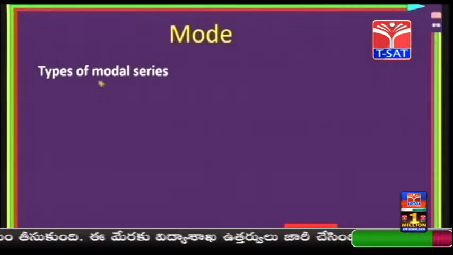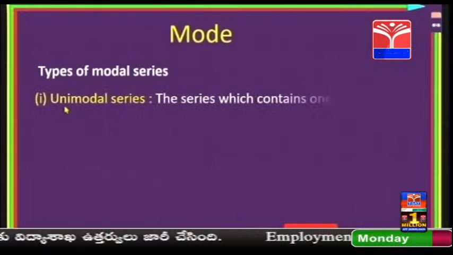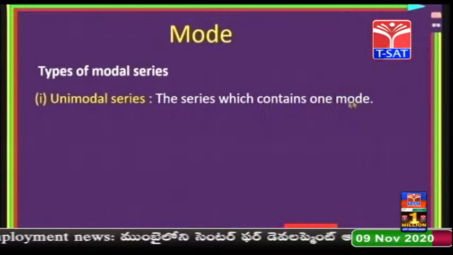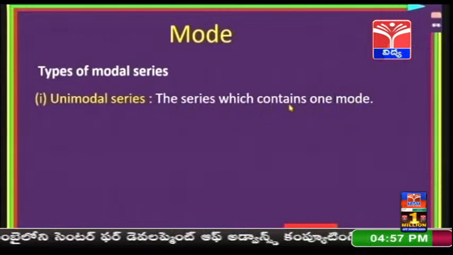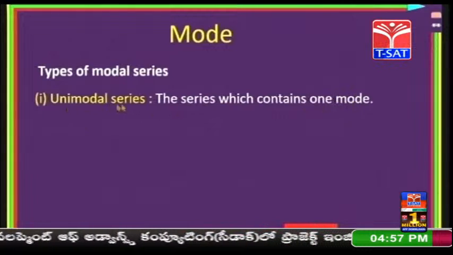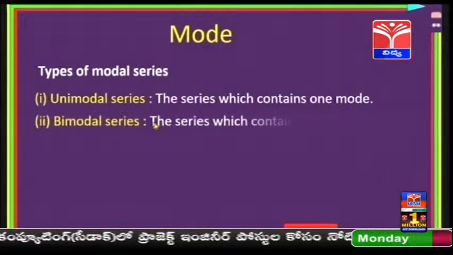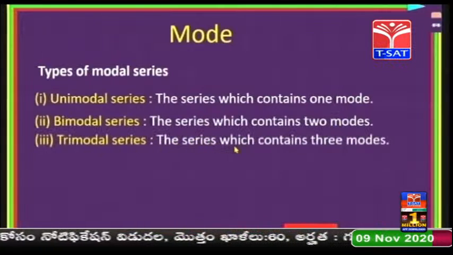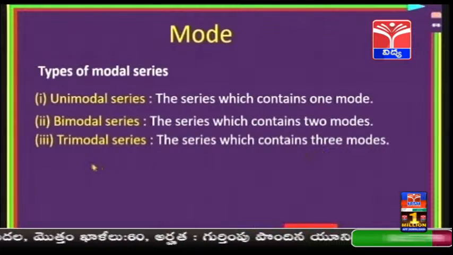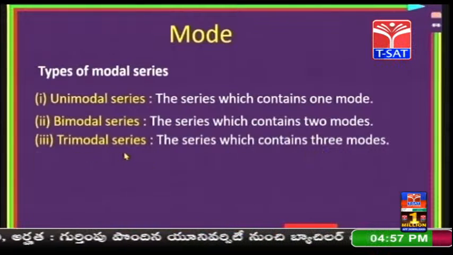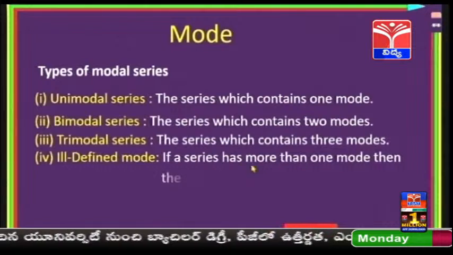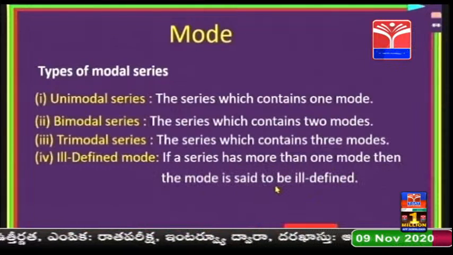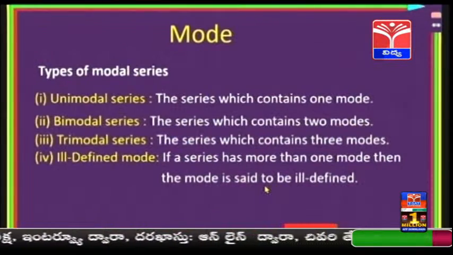The types of modal series are, first, unimodal series: the series which contains one mode, which we have already seen. The series which contains two modes is called a bimodal series. A series which contains three modes is called a trimodal series. If a series has more than one mode, then the mode is said to be ill defined. So this is about mode.